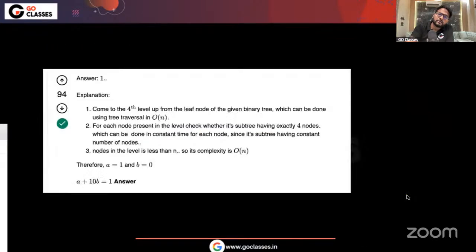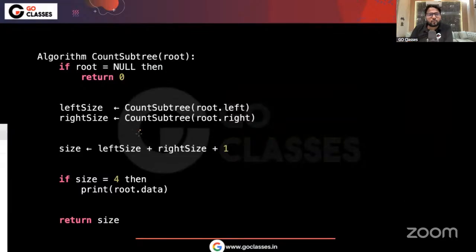How much time will it take? See, what you can do is simply write a code, something like this. You can have a recursive function, say count subtree. You go to the left, you go to the right, and assume that it is counting correctly, which means left size is the size of the left subtree, right size is the size of the right subtree, and the size of this particular node will be plus 1. If the size is 4, you can print it. It is just like the in-order, pre-order kind of traversal, just like that kind of recursion, isn't it?